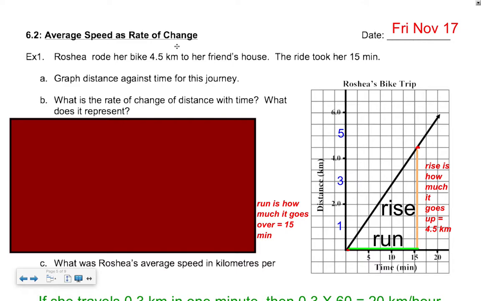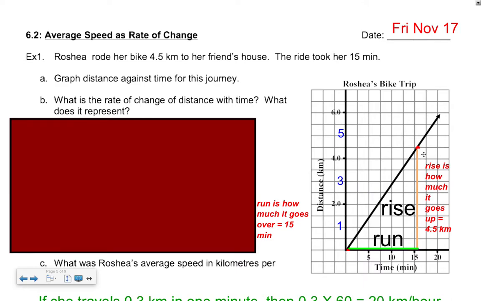So we've got Roshia here. She rode her bike 4.5 kilometers to her friend's house, and that ride took her 15 minutes. So graph it. Now there's not a lot of information. You can see all the stuff on the graph here, but your graph doesn't have much. So you might ask how I knew to draw this line.